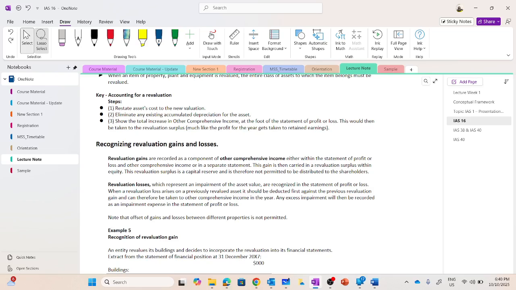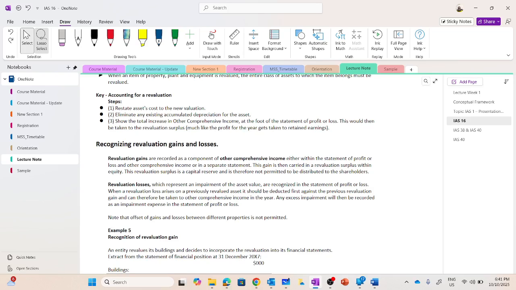Revaluation losses, which represent an impairment of an asset value, are recognized in the statement of profit or loss. When a revaluation loss arises on a previously revalued asset, it should be deducted first against the previous revaluation gain, and can therefore be taken to the other comprehensive income in the year.